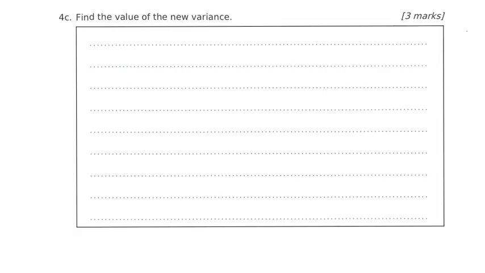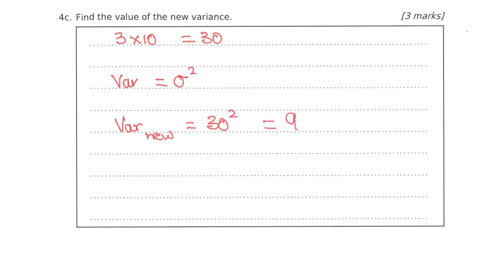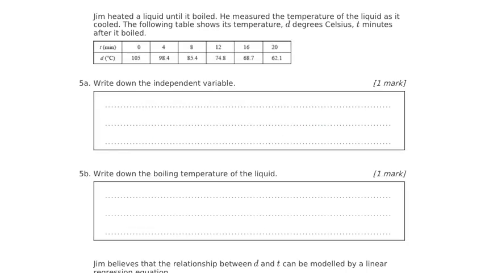4C, find the value of the new variance. Well, the old standard deviation was 3, so the new standard deviation is 3 times 10, which is equal to 30. But variance is equal to the standard deviation squared. So the new variance is equal to 30 squared, which is equal to 900.